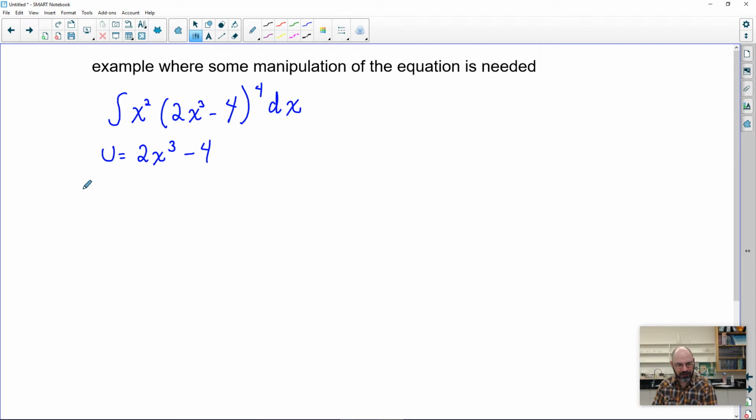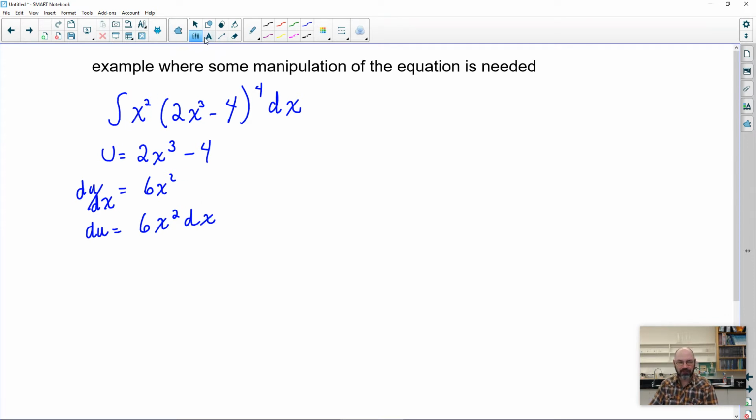Okay, then we find du. So du/dx is equal to 6x squared, and then minus 4 becomes zero. And then we rearrange it. So du is equal to 6x squared dx. Okay, that is not x squared. That is 6x squared. So in order to make this x squared dx, how do we get there?